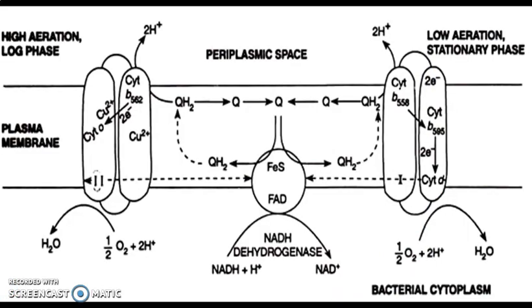So this is the electron transport chain in eukaryotes, an outline. These are the different types of complexes and cytochromes, which we will discuss. In bacteria, these take place in the plasma membrane, with the bacterial cytoplasm on the inside.